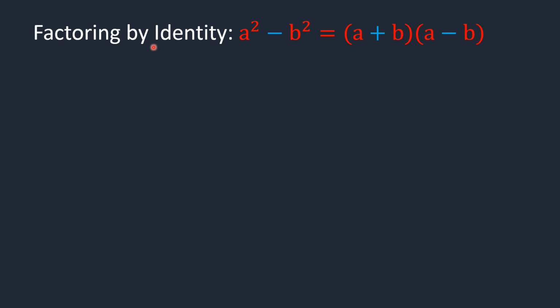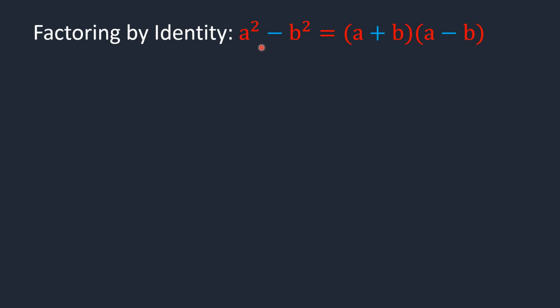Now we will understand the fourth method of factoring algebraic expressions, and that is by using the identity a squared minus b squared equals (a plus b) multiplied by (a minus b). Here a squared minus b squared is the difference of two squared quantities. Their factors are (a plus b) multiplied by (a minus b).